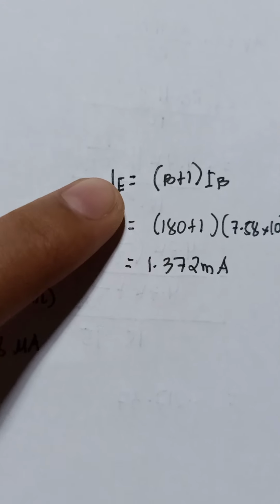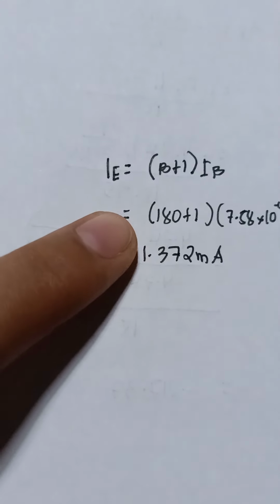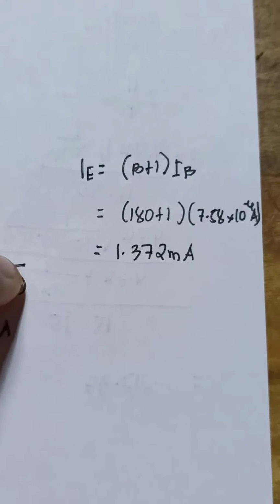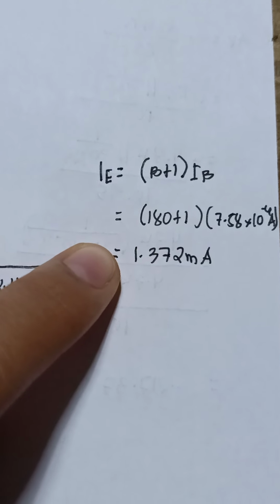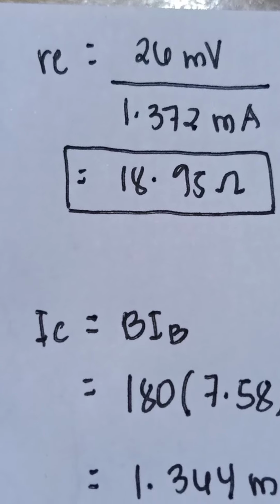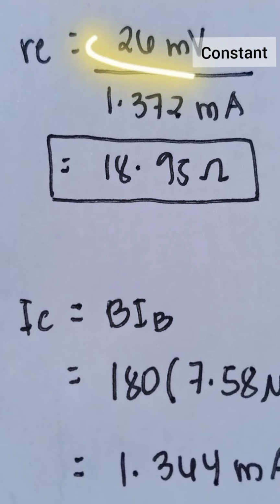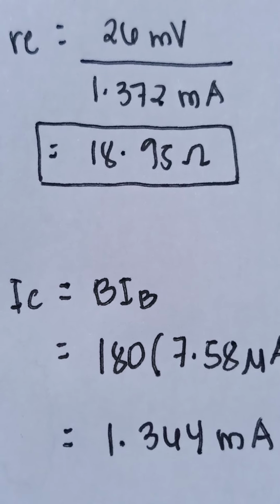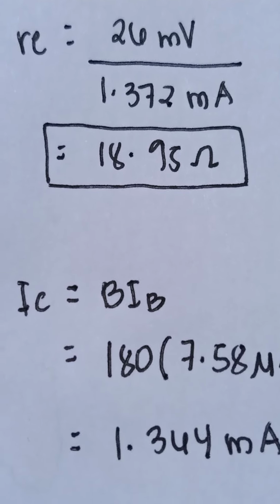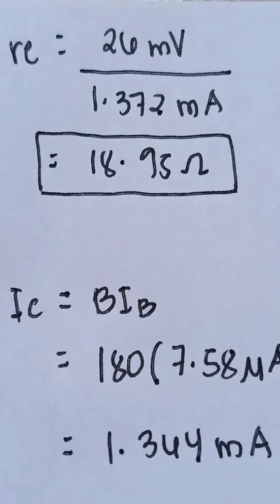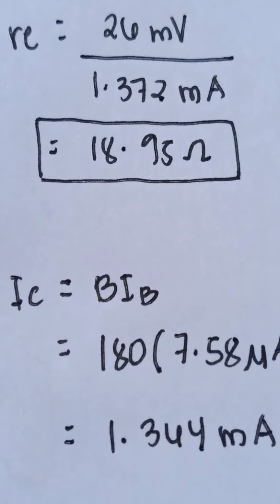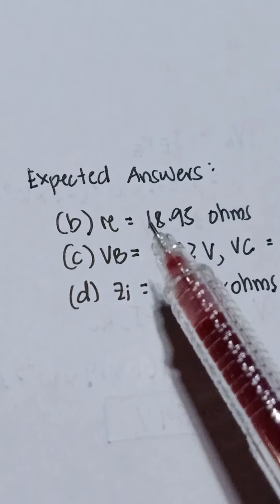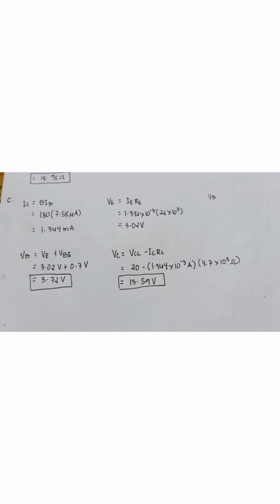And for IE, we have beta plus 1 times IB, so 180 plus 1 times 7.58 times 10 to the power of negative 6 amps. So we have 1.372 milliamps. After getting the value for RTH, VTH, IB, and IE, we can now determine the value of RE. So we have 26 mV over 1.372 mA. So the value for RE is 18.95 ohms. That means that the value we get for RE and the expected answer are the same for letter B.